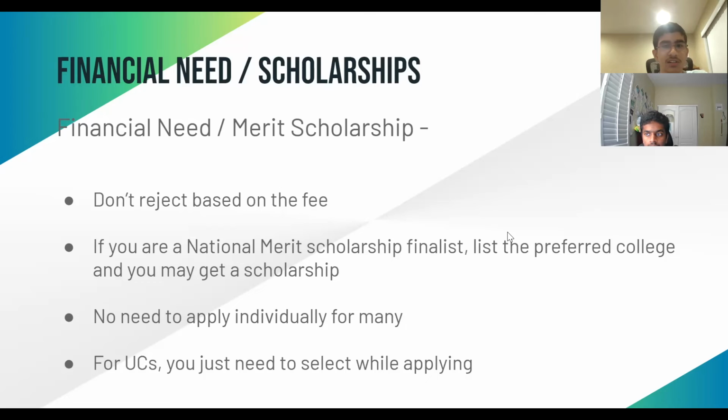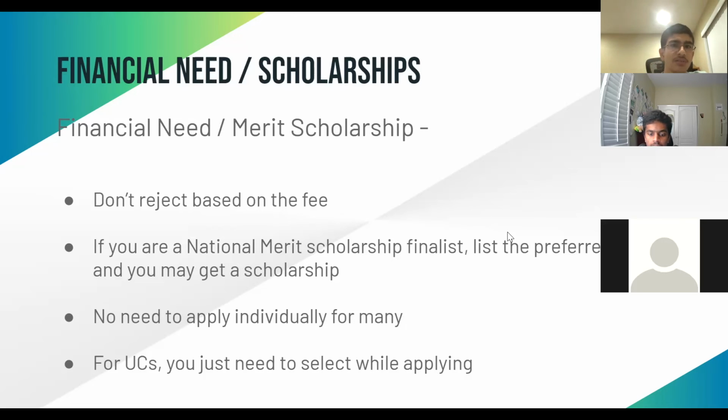Again, if you're a National Merit Scholarship finalist, you list the preferred college and you may get a scholarship. Generally how this works is that you either indicate that when applying for the college itself, or once you become a National Merit finalist, you need to notify the colleges or something. I don't know too much about the second way, so just stick to the first way.